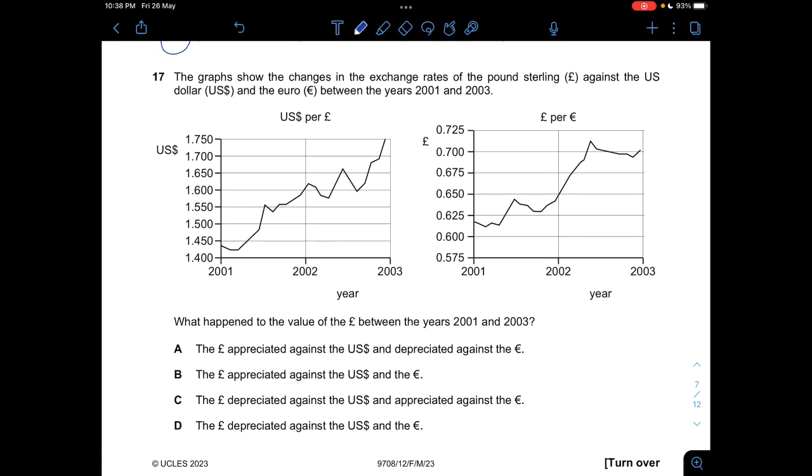So what happens to the value of the pound between the years 2001 and 2003? You can see that it says the pound appreciated against the US dollar and depreciated against the euro, which is correct. But let's take a look at three other options. B, it says the pound appreciated against the US dollar and the euro, which is not correct because for euros it actually depreciated. C, it says the pound depreciated against US dollar, wrong. It's definitely appreciated. And D, it says the pound depreciated against the US dollar, which is wrong again. So answer is A.